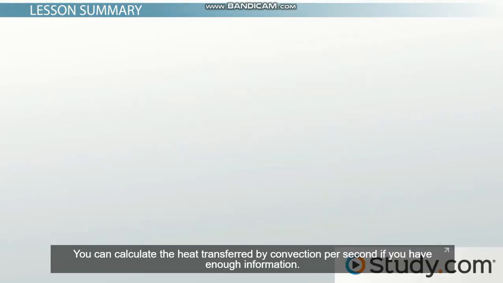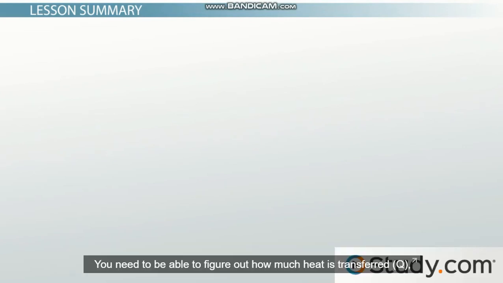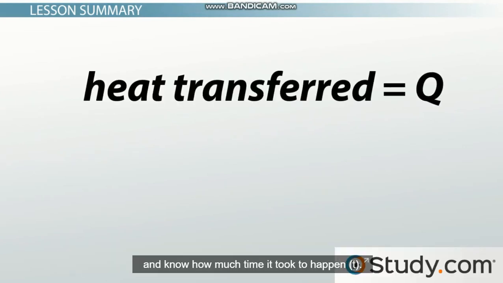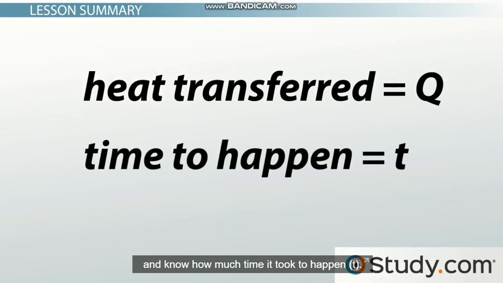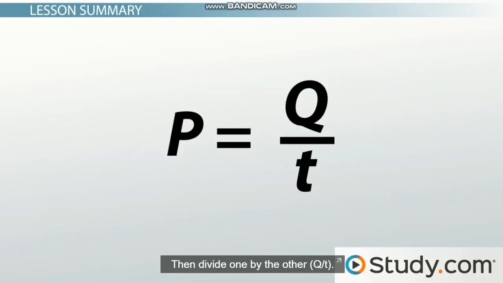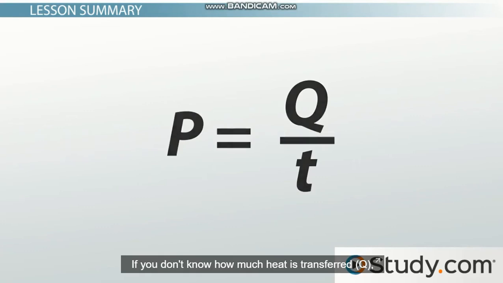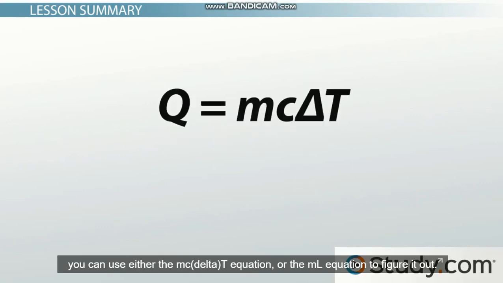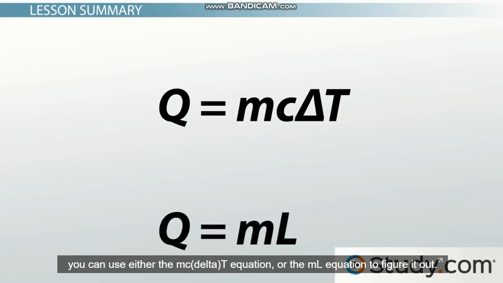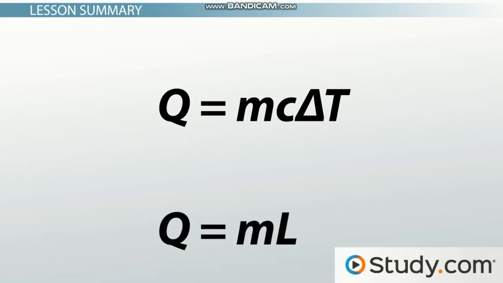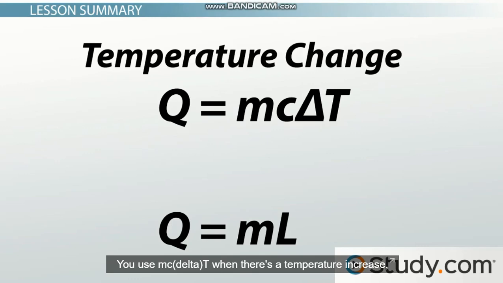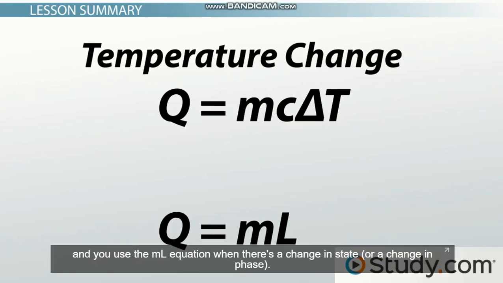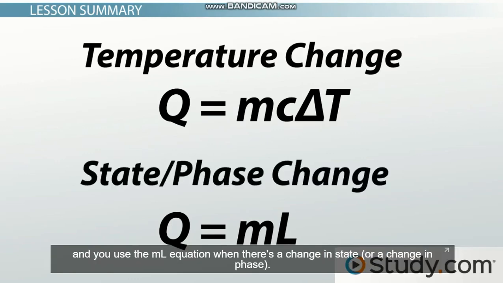You can calculate the heat transferred by convection per second if you have enough information. You need to be able to figure out how much heat is transferred, Q, and know how much time it took to happen, T. Then divide one by the other, Q over T. If you don't know how much heat is transferred, Q, you can either use the mc delta T equation or the mL equation to figure it out. You use the mc delta T equation when there's a temperature increase, and you use the mL equation when there's a change in state, or a change in phase.